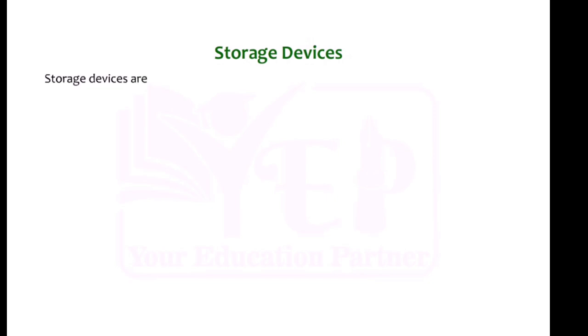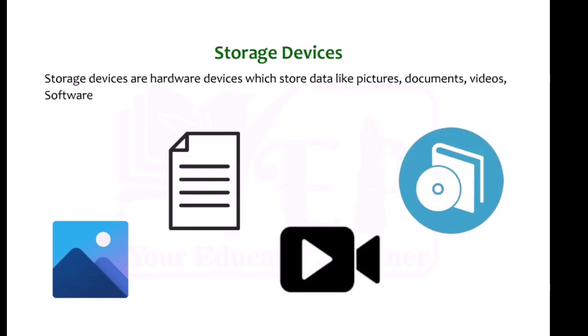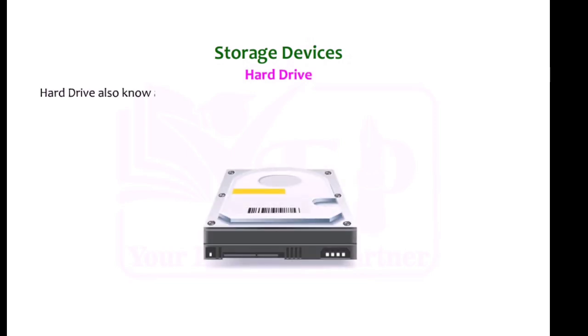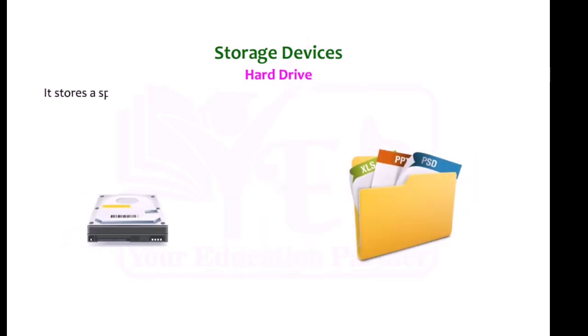Storage devices are hardware devices which store data like pictures, documents, videos, software, etc. Below given are some of the popular storage devices. Hard drive. Hard drive, also known as hard disk, stores and retrieves data on the electromagnetic tapes. It is present inside the CPU cabinet. It stores a specified amount of data and information depending upon its storage capacity.